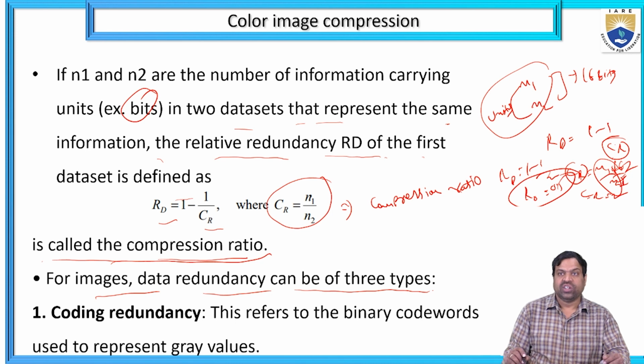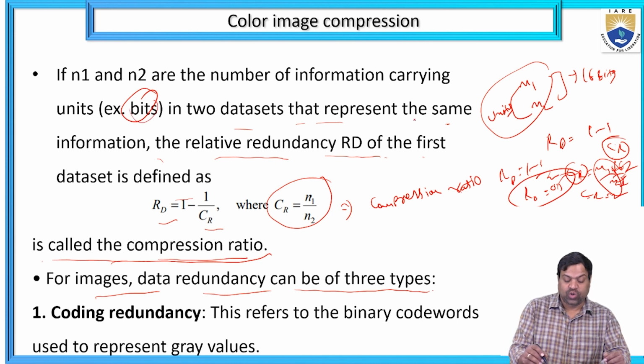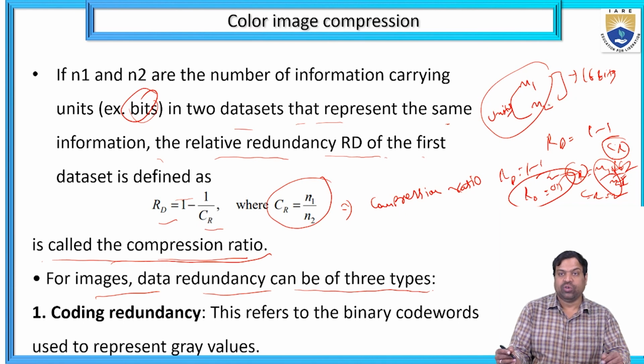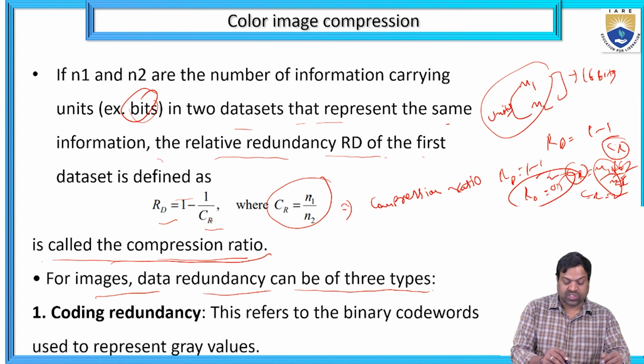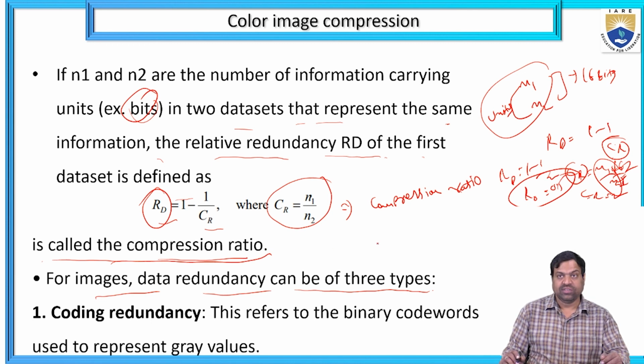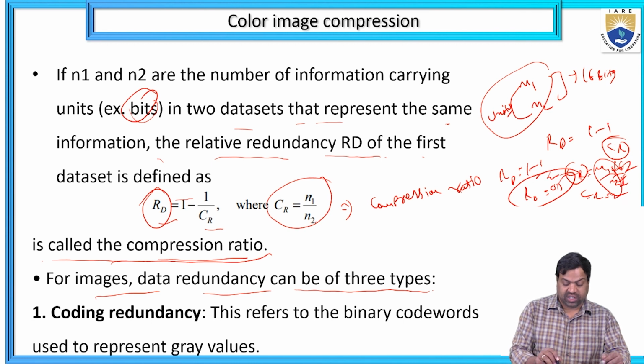Each unit has a number of bits. Here two units are there, N1 and N2. I divide them to get the CR. Then 1 minus 1 by CR is the RD, the redundancy value. Then I got the redundancy RD equal to 0.5.